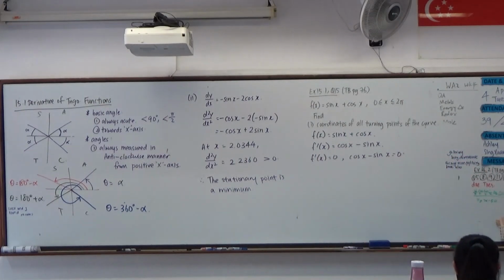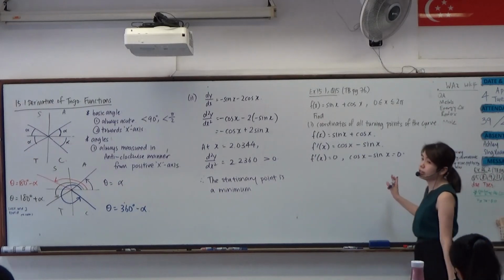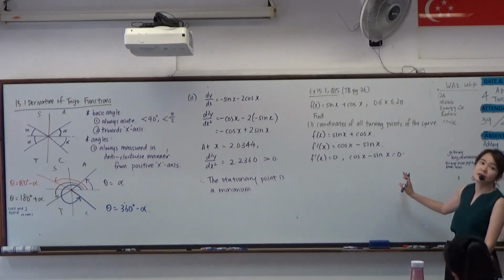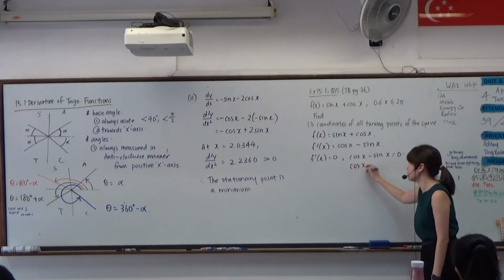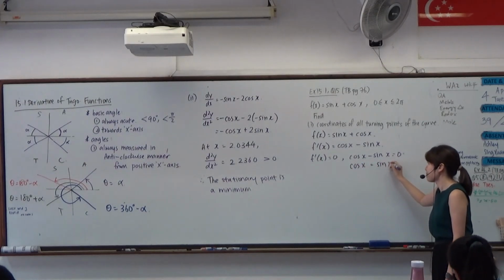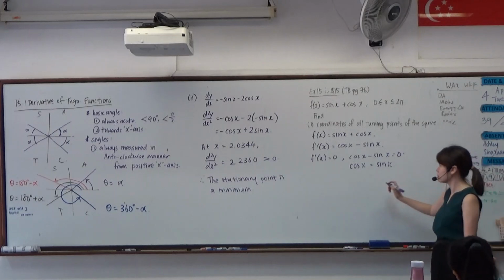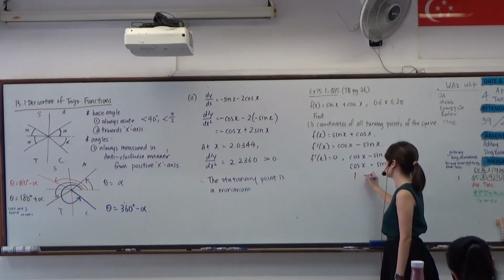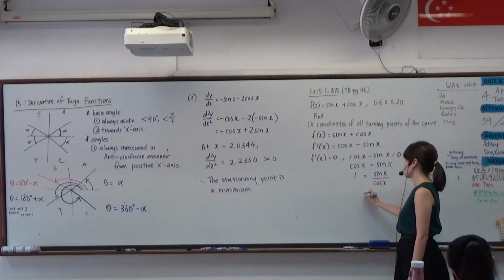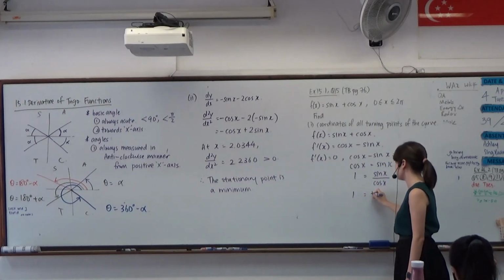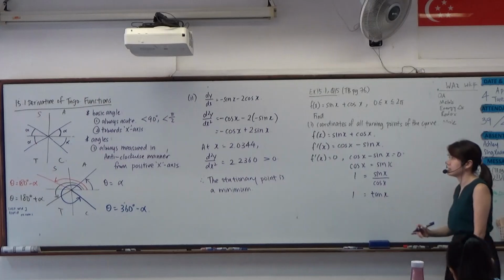And we have cosine x minus sine x equals to 0. It is actually the same structure as just now. We just move one of the trigo to the other side, divide both sides by cosine, and I will be looking at solving tangent x equals to 1.